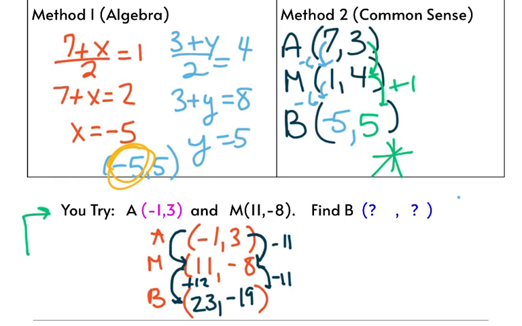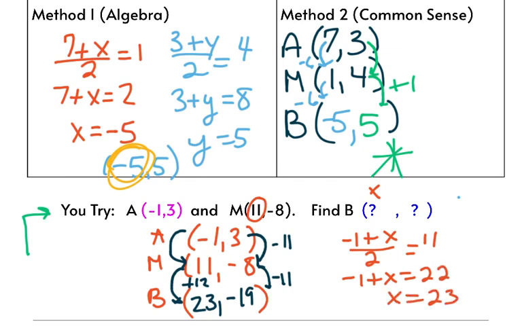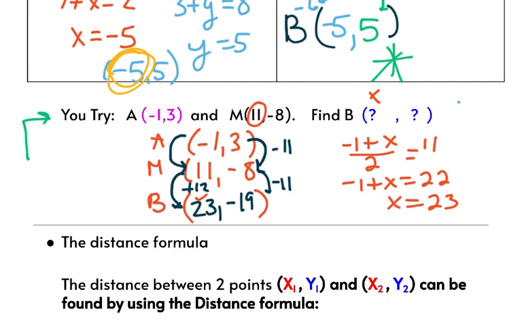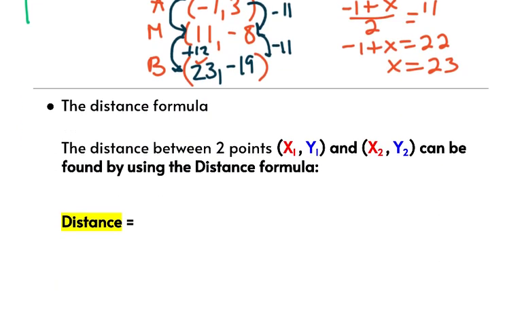Now, if you did it the other way, you would say, well, I don't know this x, but I know negative 1 plus it when I average has to give me the x coordinate of my midpoint. You would double both sides, then add 1, and you're still going to get that 23. So you're going to decide if you like to walk or use the algebra. So that's our midpoint formula, right? And you'll be practicing that, obviously, in your homework.